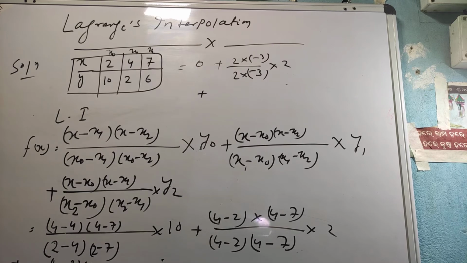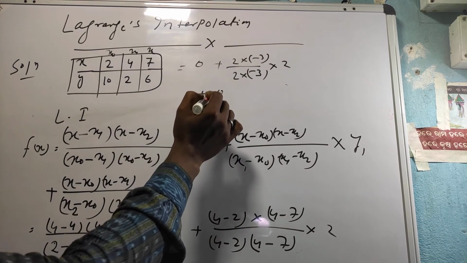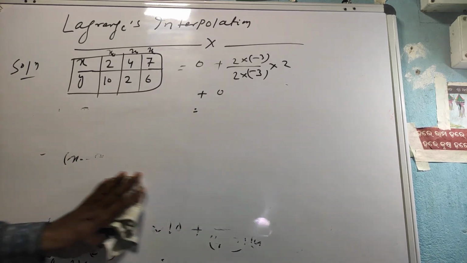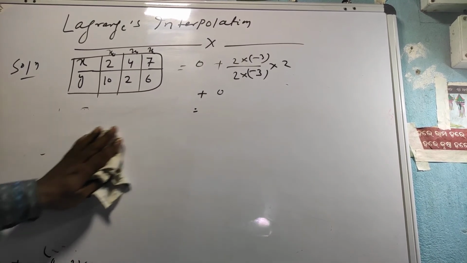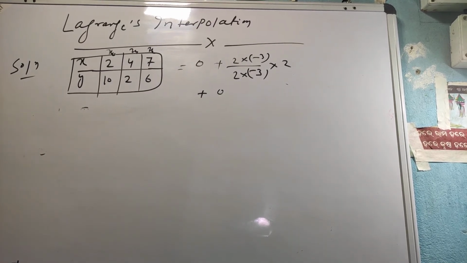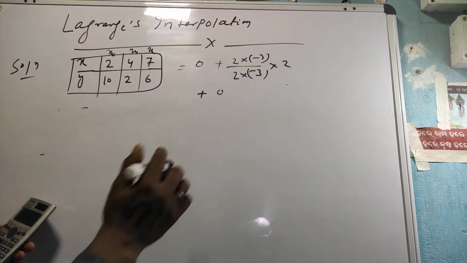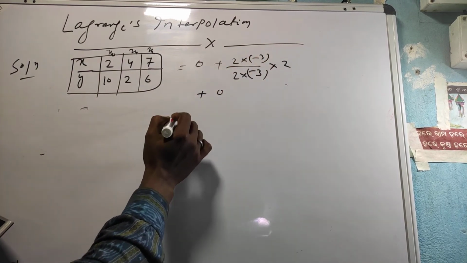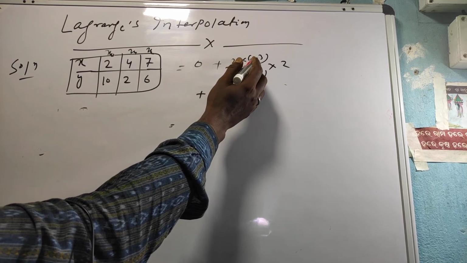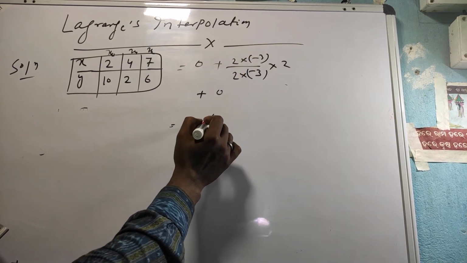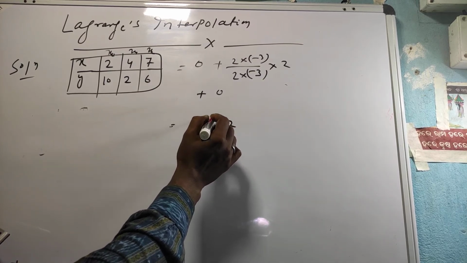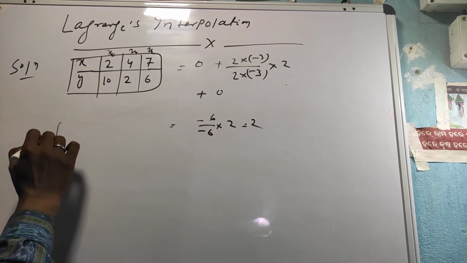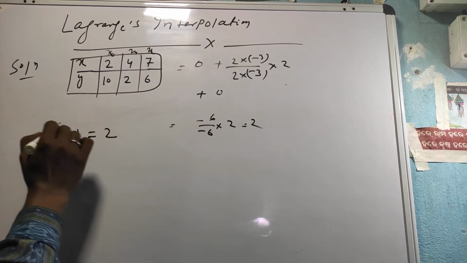This value is 0, 4 minus 4 is 0, the total value is 0. So you can get the result by using a calculator. That is minus 6 cancels with plus, that is 2 into minus 3 is minus 6, minus 6 by 2, the 6 is cancelled, minus and plus, so the answer is 2. So f of 4 is 2.